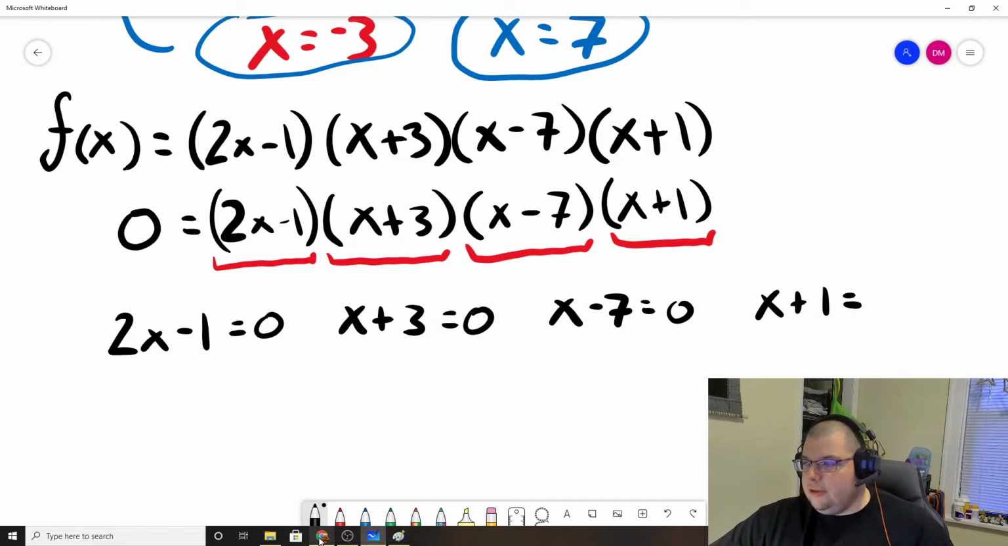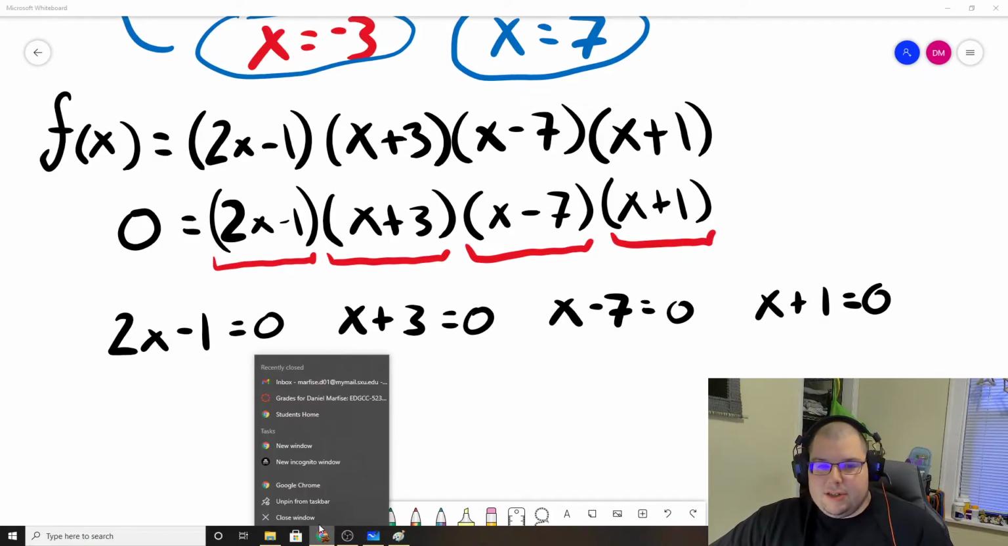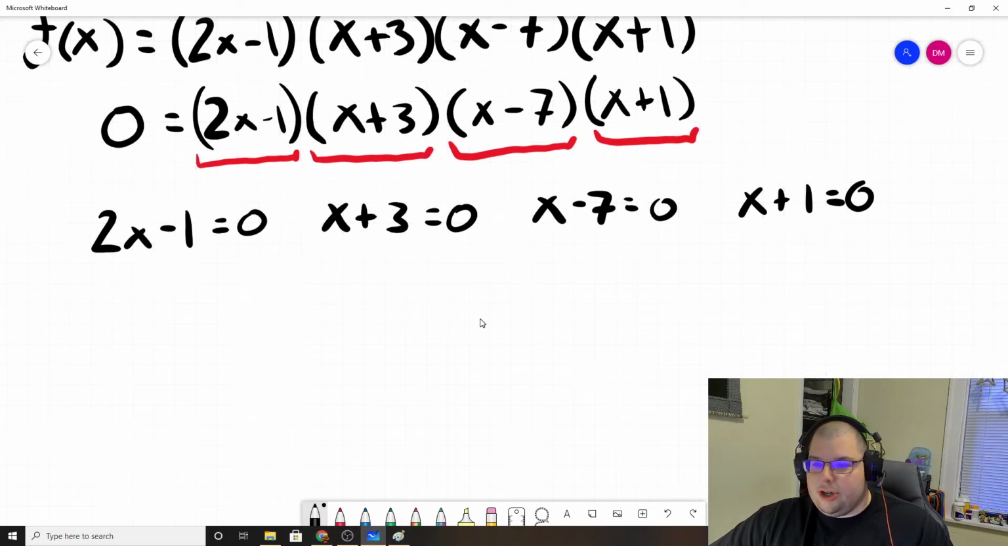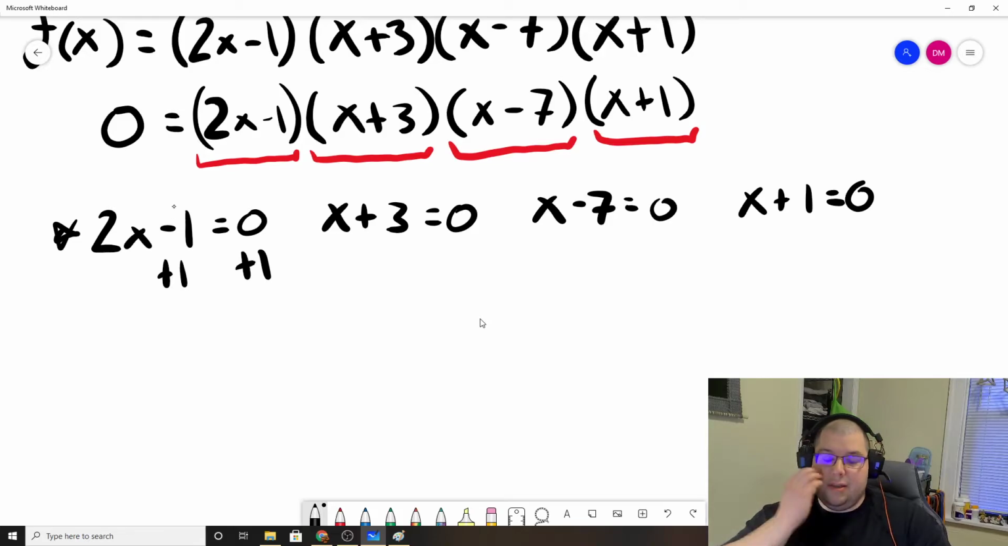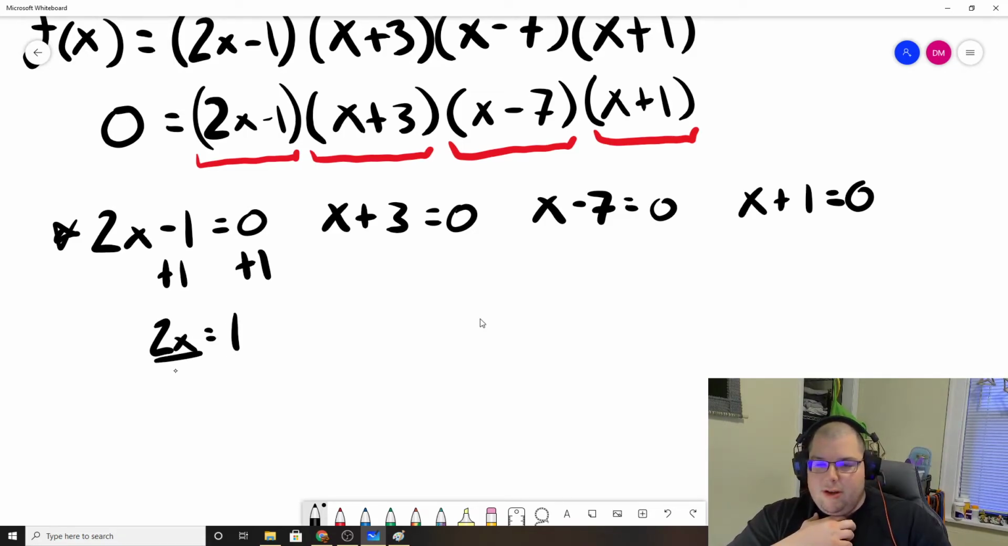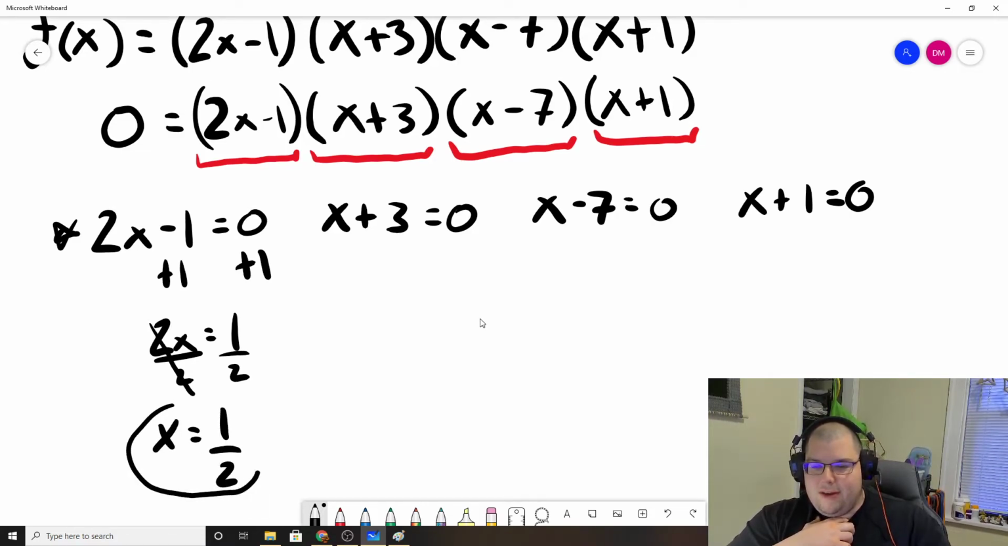I'm going to have to be careful that this last piece doesn't go in the way of my picture. So for this particular first one, I've now got a number in front of my x, so I'm going to have to do something about that. But I just move that constant by doing the opposite of what it is. In this case, it's -1, so I'm adding 1 to each side. So I get 2x equals 1, and then I'm going to divide by 2 on both sides to cancel the 2's on the left, leaving me with just the x being equal to 1/2. And now that's one of the zeros.